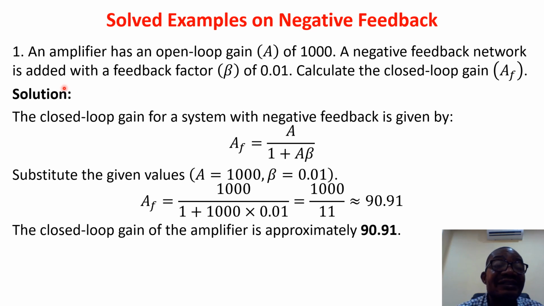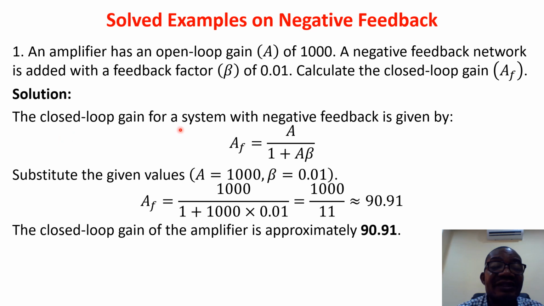Here is a solved example. An amplifier has an open loop gain A of 1000. A negative feedback network is added with a feedback factor beta of 0.01. Calculate the closed loop gain AF. Let's look at the solution.